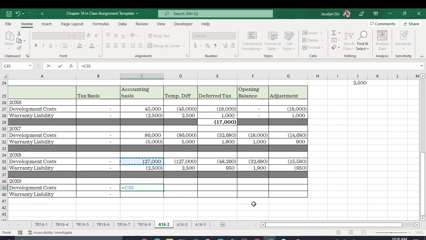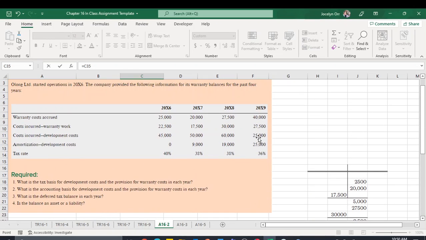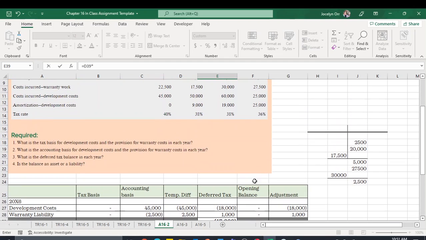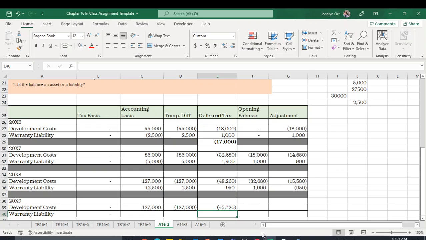Developmental costs in 20X9, 127. We incurred another 25,000, but we amortized 25,000, so really that's going to net out, and my balance is going to be the same. My tax rate in that year, though, was 36%. I had a previous balance.